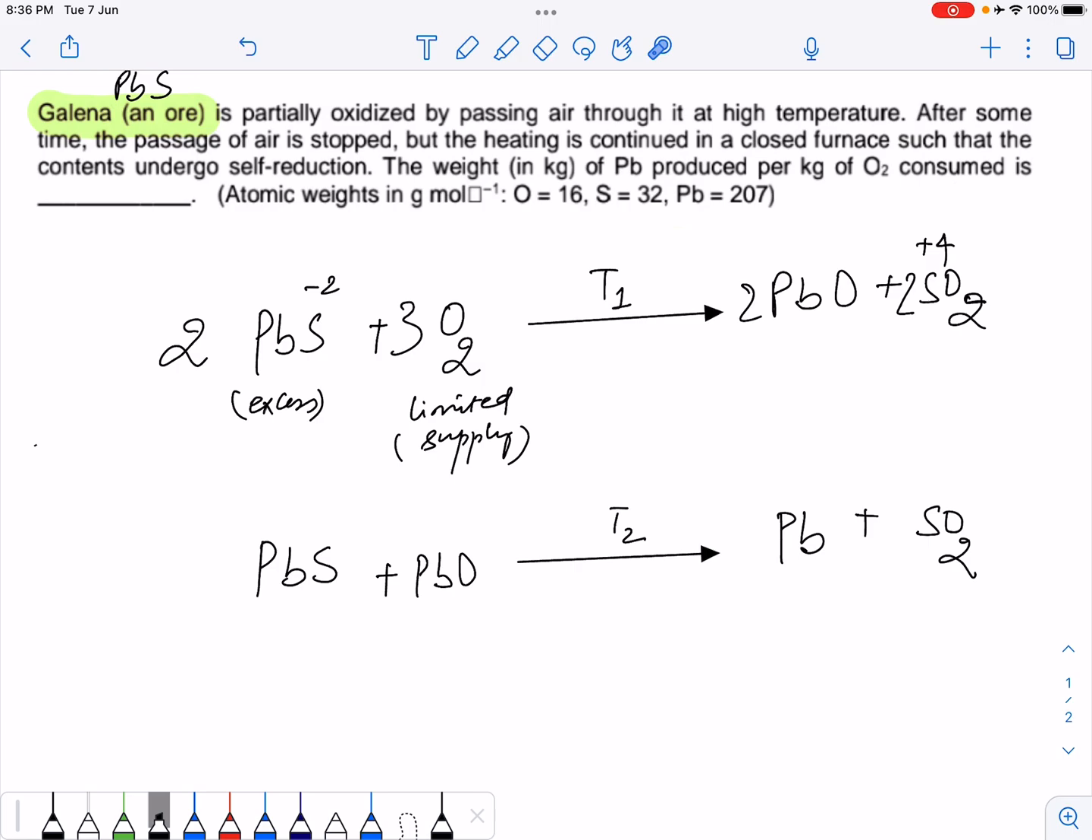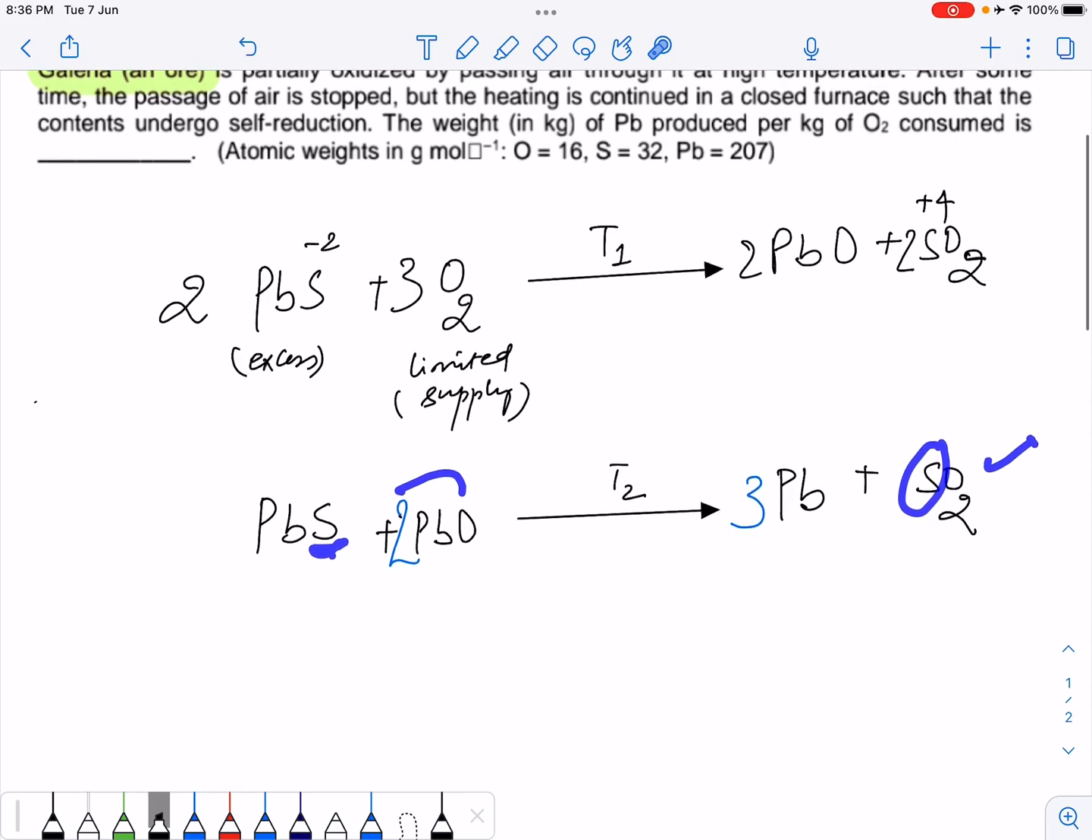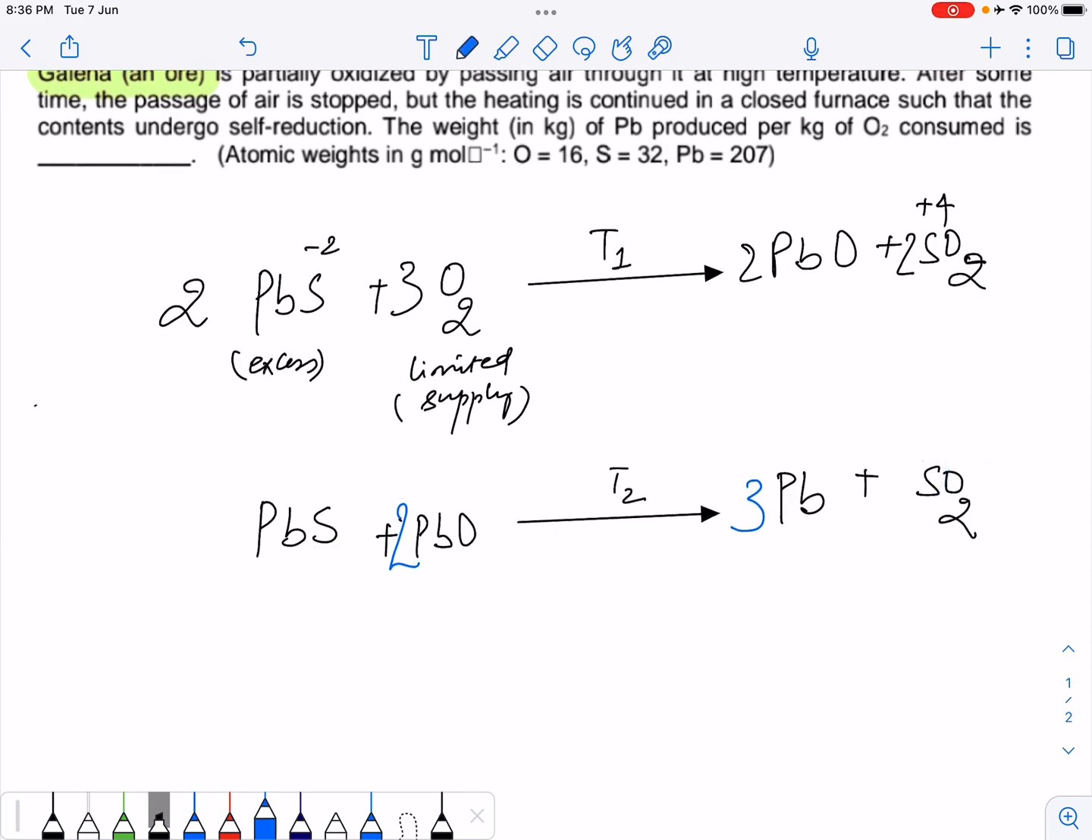Let's balance the second equation. If I add 2 right away here and 3 here, the equation will get balanced. You can check 2 lead atoms here and 1 lead atom here, so overall 3 on the left hand side, 3 on the right hand side. So lead is balanced. Sulfur, there is 1 sulfur atom, 1 sulfur atom. Oxygen, 2 oxygen atoms, 2 oxygen atoms. So these 2 equations are balanced.